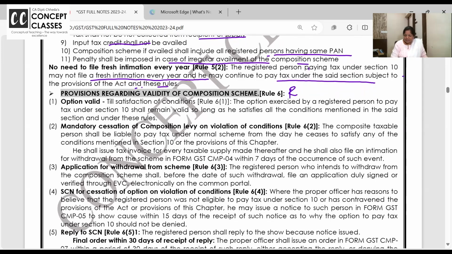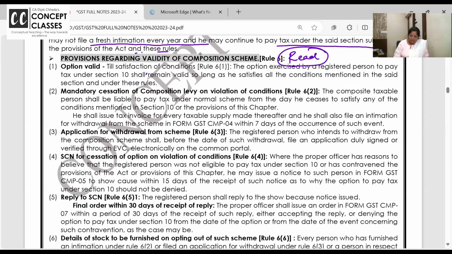Now this part I literally want all of you to read because this is the procedure which we are going to do in other chapters. This option exercised by a registered person to pay tax shall remain valid as long as he satisfies all the conditions. The composite tax payable person shall be liable to pay normal tax the day he ceases to satisfy. He shall start issuing tax invoice and within 7 days of the occurrence of event.